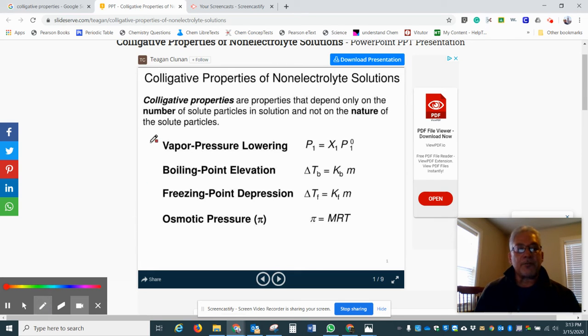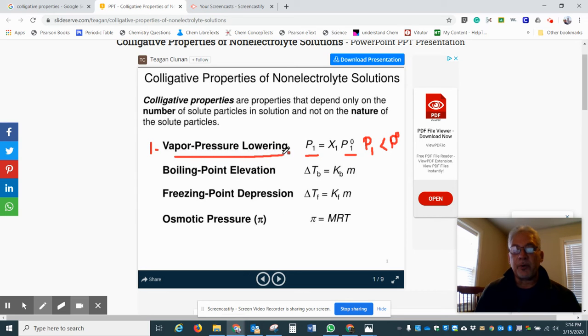For instance, the first one, vapor pressure. This is the pressure of the solution, and this is the pressure of the pure solvent. Always, when you prepare a solution, the final vapor pressure, P1, will be less than the vapor pressure of the pure solvent. The reason is that you are adding another substance that will compete with the solvent to go to the open air, to the atmosphere. That's one of the reasons there is a lowering in vapor pressure.